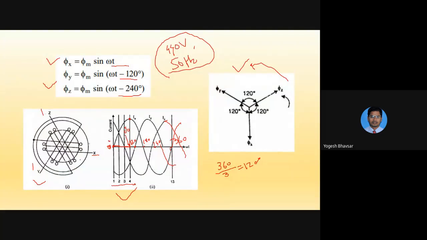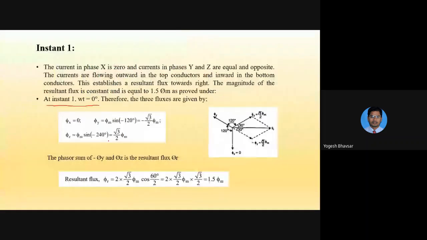Origin, this is the origin. Omega t is equal to 0. Therefore, the 3 fluxes are given by. So we need to put omega t is equal to 0 for phi x, phi y and phi z expression.